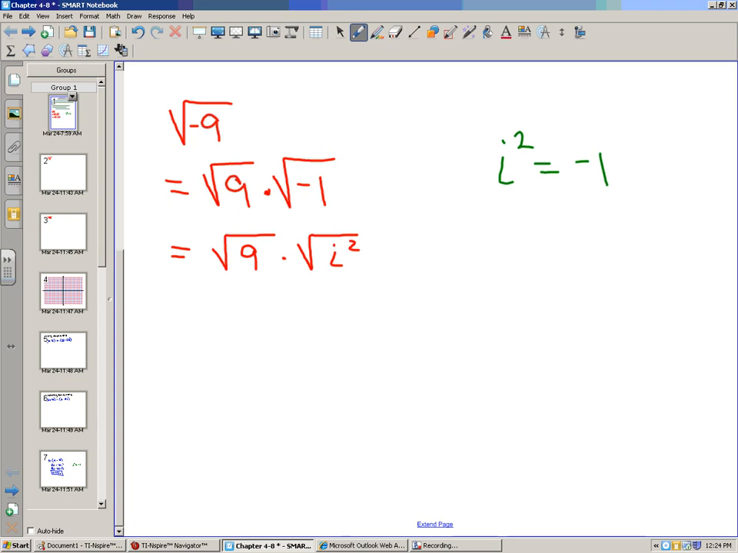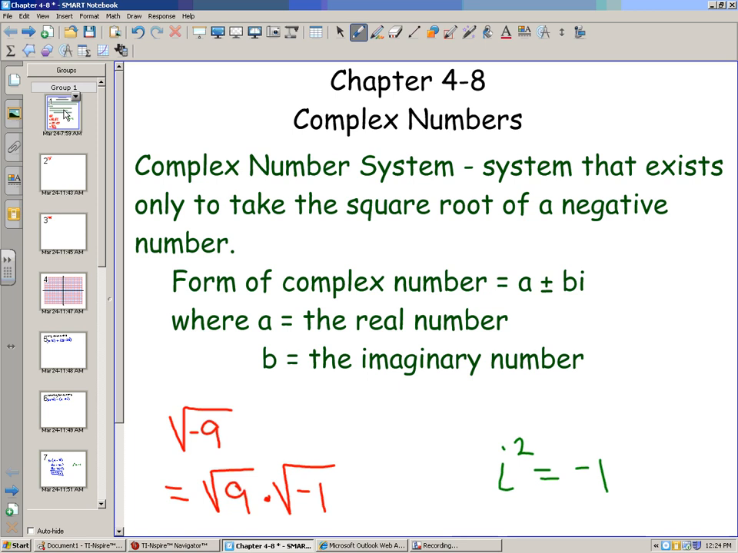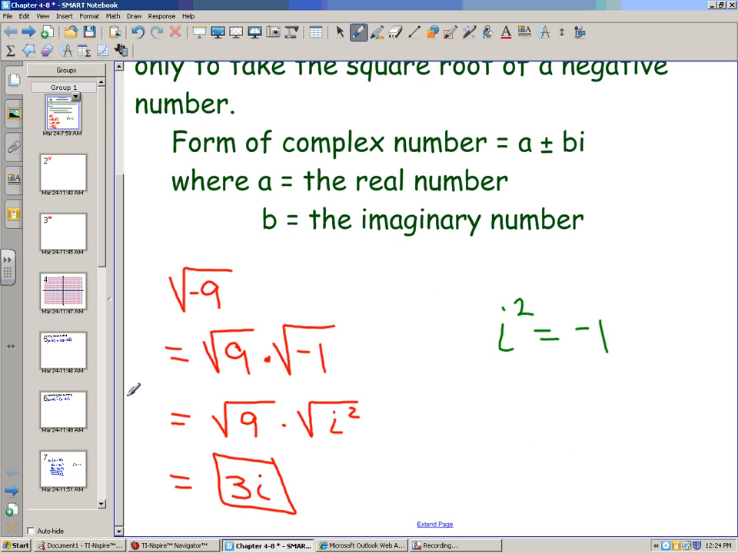Did we see that? What is the square root of 9? 3. And what is the square root of i squared? i. The power and the root are exactly the same, so therefore they cancel. They cancel out.